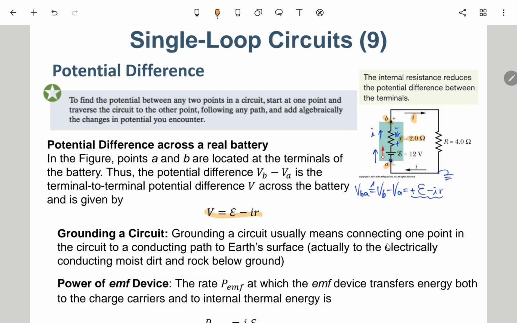This point is grounding a circuit, just as I mentioned. Grounding a circuit usually means connecting one point in the circuit to a conducting path to the earth's surface, actually to the electrically conducting moisture or rock below ground.